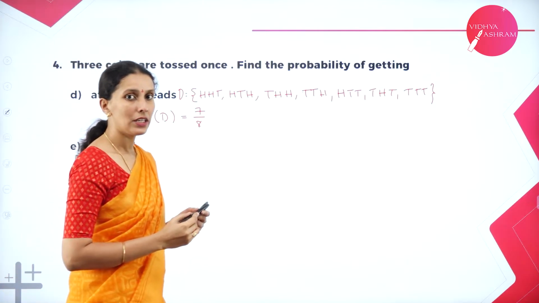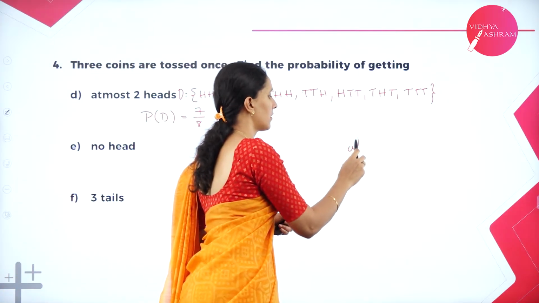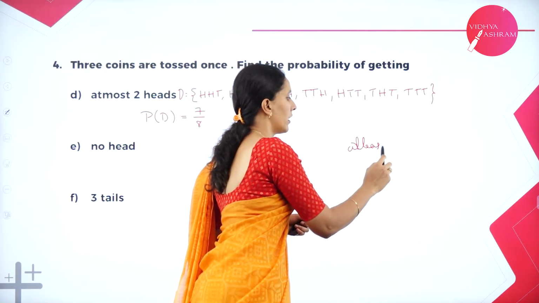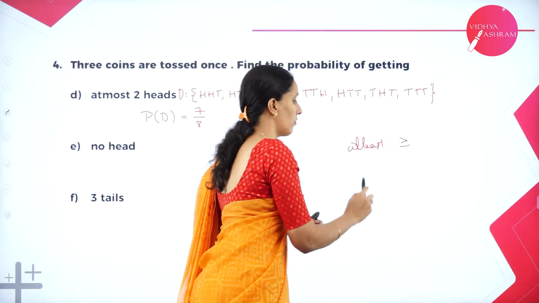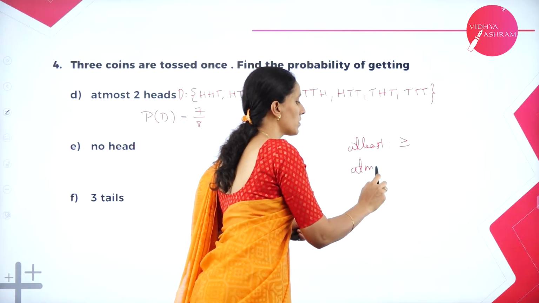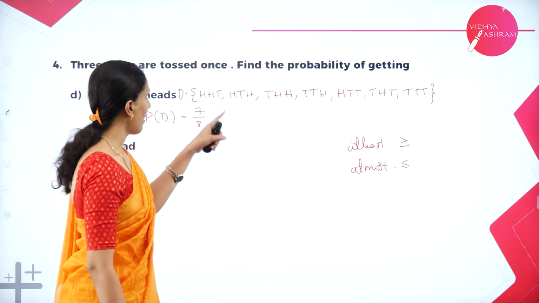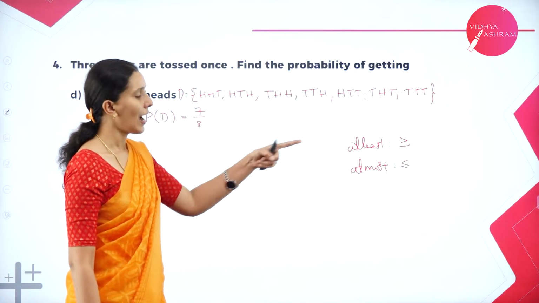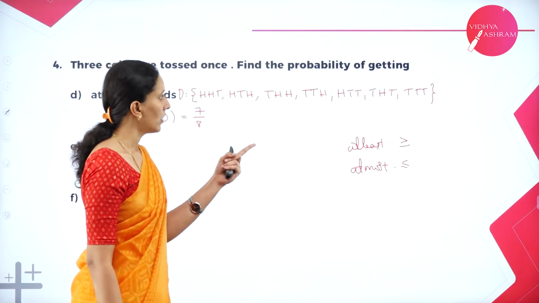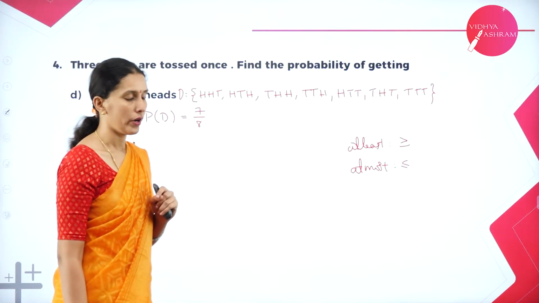So when you have the words at least, it means greater than or equal to. When you have the words at most, it means less than or equal to. So we have equal to 2 heads and also less than that, that is 1 head or no heads.